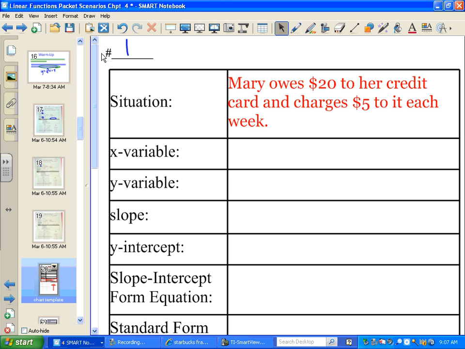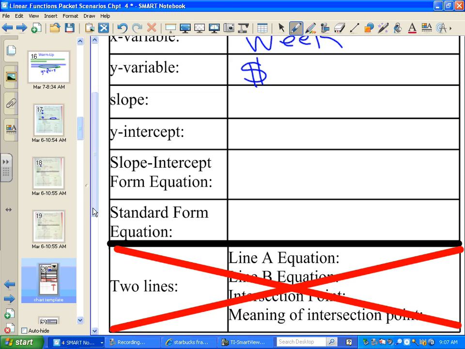Okay, ready? So Mary owes $20 to her credit card and charges $5 to it each week. Can someone tell us what X is in this scenario? Good. X is week or weeks. What is Y in this scenario? Good. Money or money charged, however you want to think of it. You're still spending money. Okay, let's go to slope-intercept form equation. I always go to that next. Amanda.